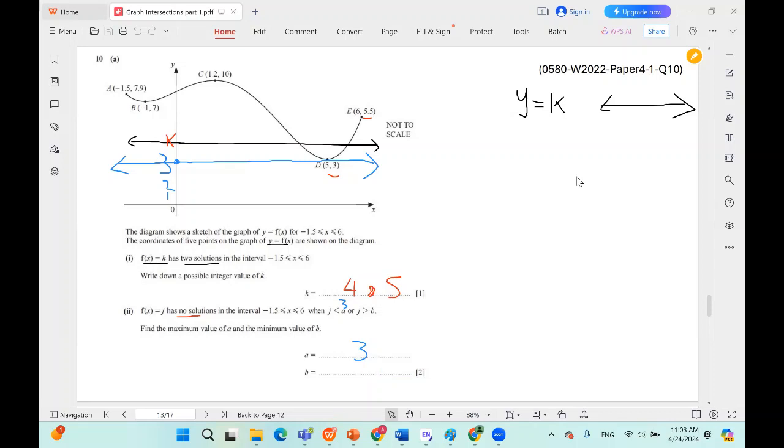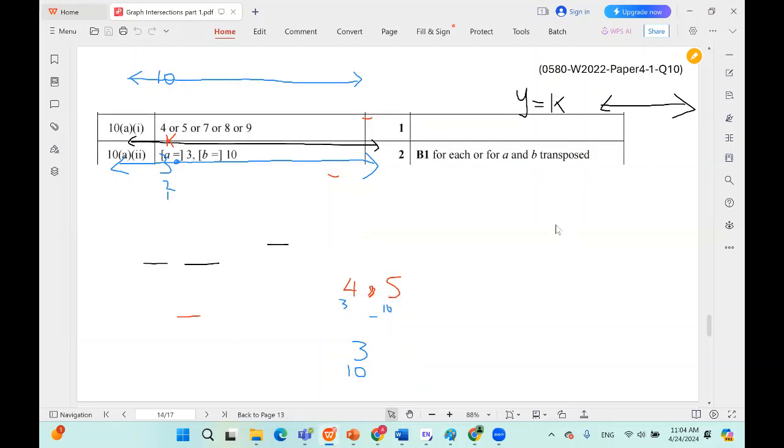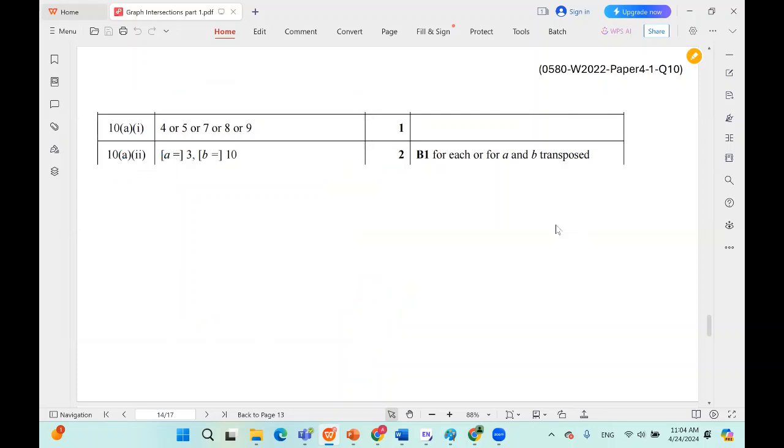Similarly, if we draw a line intersecting the maximum point on the curve, any line above this blue line will not cut the curve at all. So the maximum value is 10. So if j is greater than 10, then again, there will be no solution. So 4 or 5 would have worked, and 7 and 8 and 9 would have worked as well, but we were just required to find one number, and a is 3 and b is 10, like we said. So this seems to be okay.